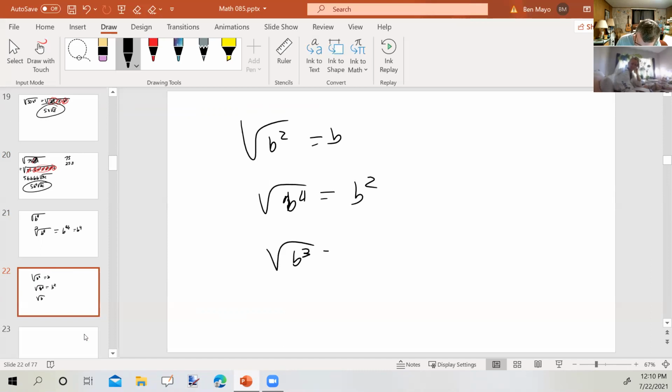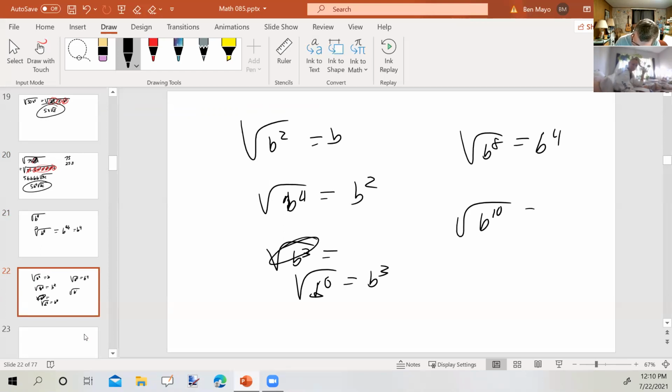And the square root of b cubed, whoops, slow down. The square root of b to the 6th would be b cubed. The square root of b to the 8th is b to the 4th. What's the square root of b to the 10th? That would be b to the 5th. So if this exponent matches the index, they undo each other. They reduce down to an exponent of 1. But what if this is a multiple of the index? It still comes out nicely.